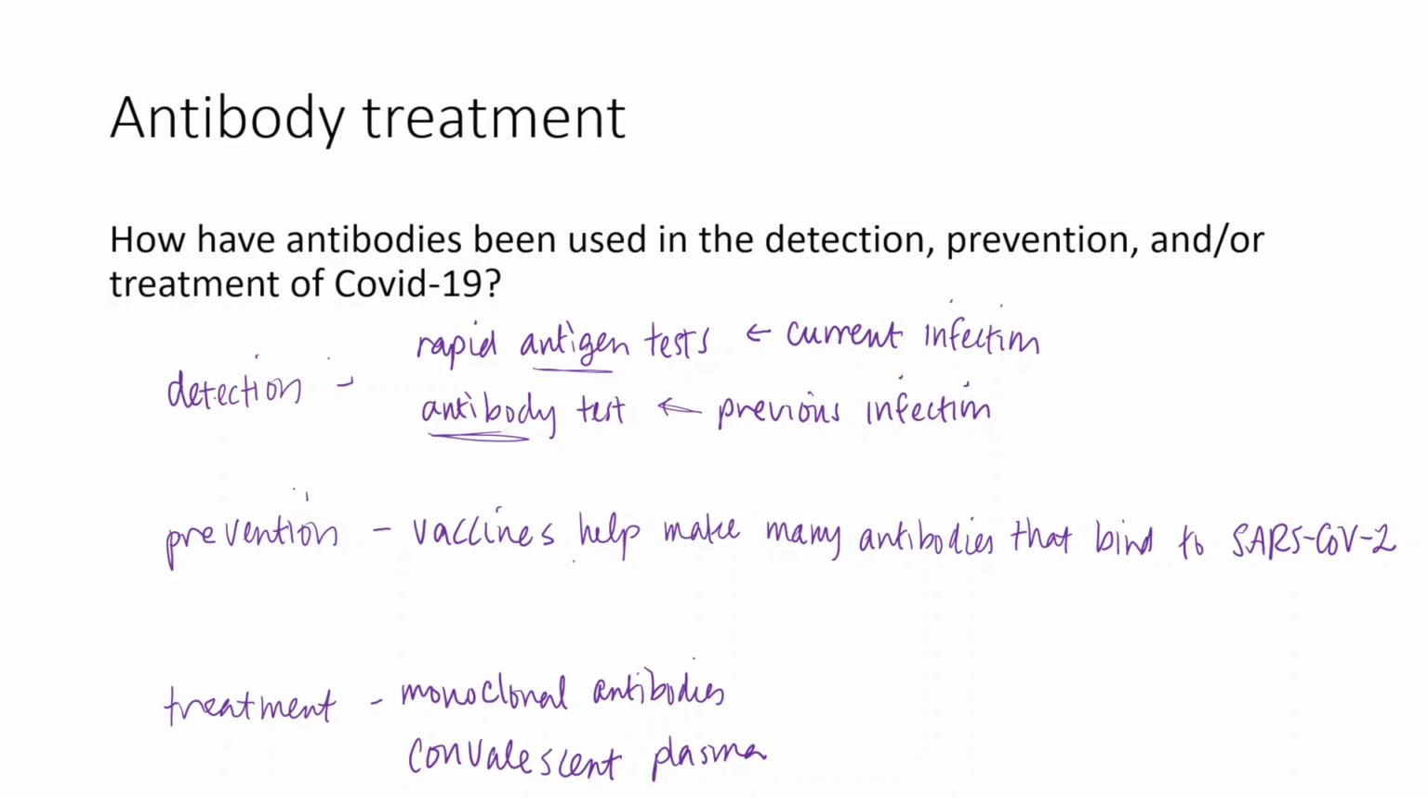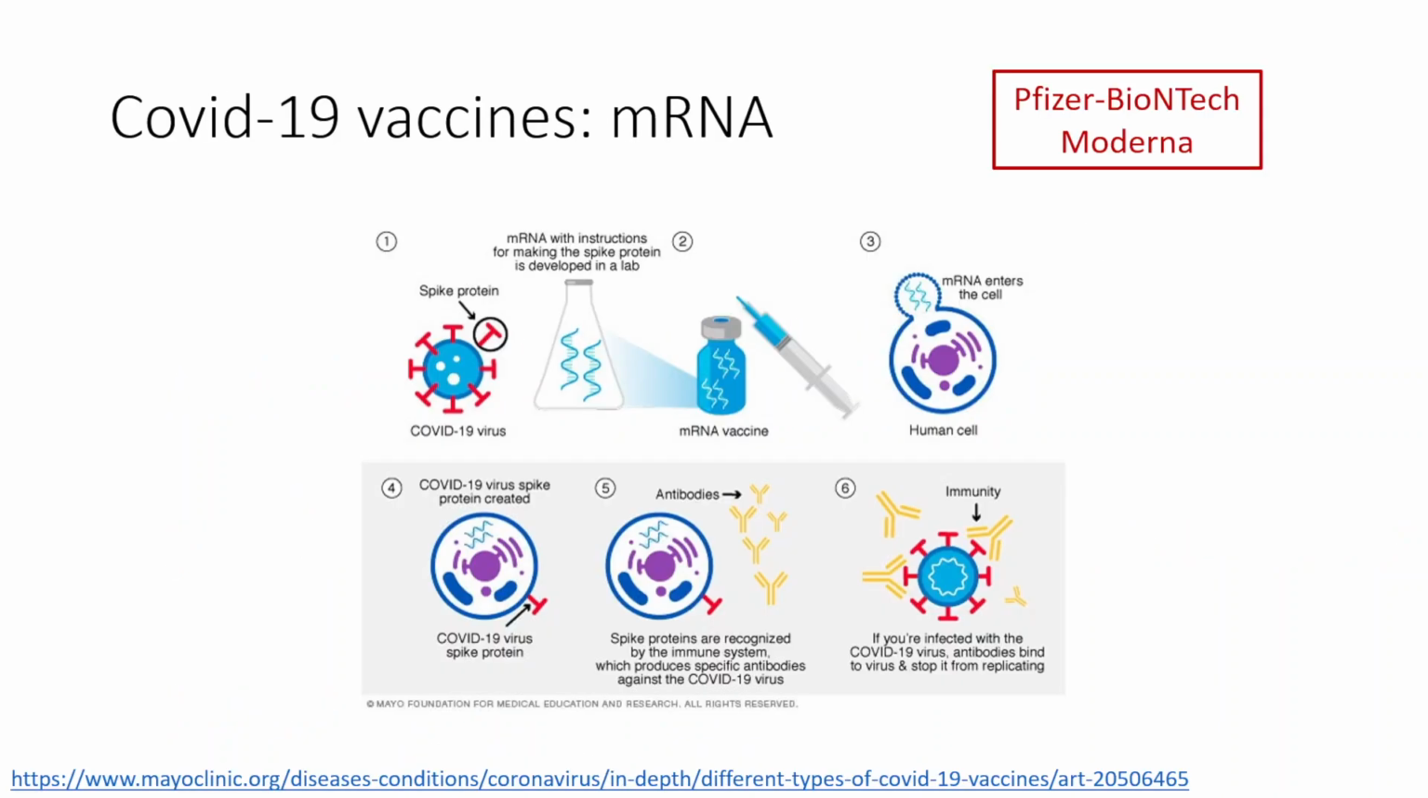All right. So any questions about different ways we use antibodies? Okay. So we'll just spend the last few minutes talking about the different COVID-19 vaccines in a relatively simple way, just to get an idea of how vaccines help you make an immune response that helps you recognize the virus.